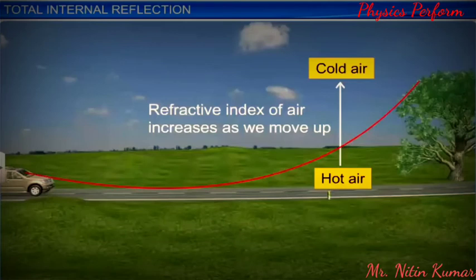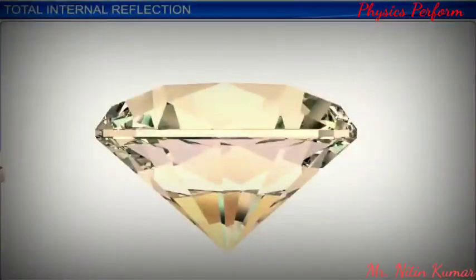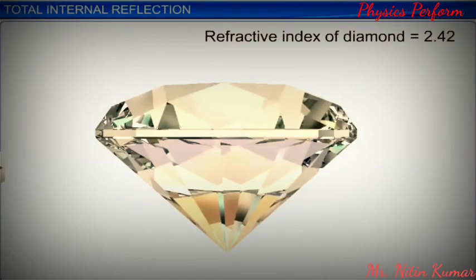Another example of total internal reflection is the sparkling of a diamond. Diamond has a high refractive index of 2.42 and the critical angle for the diamond-air interface is 24.4 degrees. Diamonds are cut in such a way that most of the light rays entering the diamond undergo total internal reflection many times before they exit. This gives diamonds their bright sparkle.